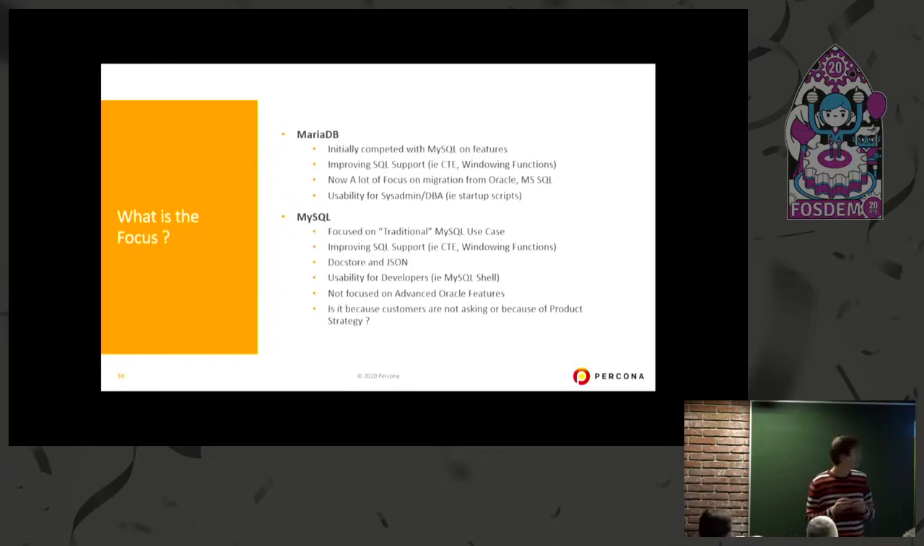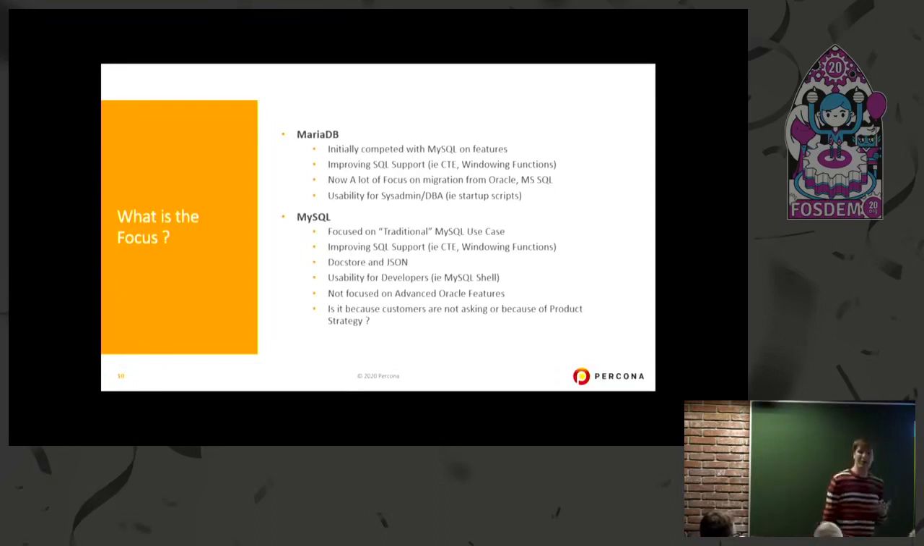Okay, let's look at the focus now. If you look at MariaDB, it initially competed with MySQL on features, and many features came in MariaDB first. But I think more recently the focus has been on being a very good enterprise database as a target for migration from Oracle, Microsoft SQL Server, and so on. I think another thing MariaDB does very well is usability for sysadmins, like startup scripts and command line experience. For classical old-timer sysadmins and DBAs, that is very good.